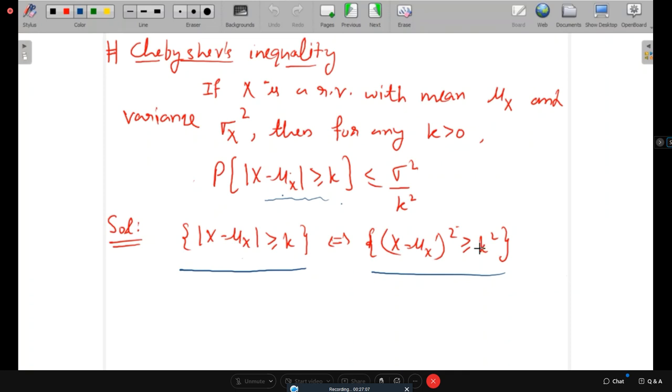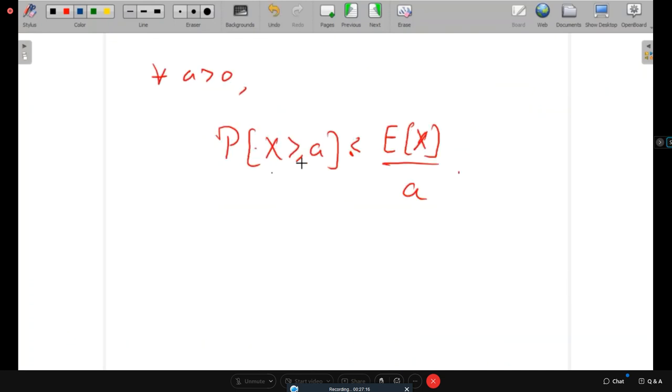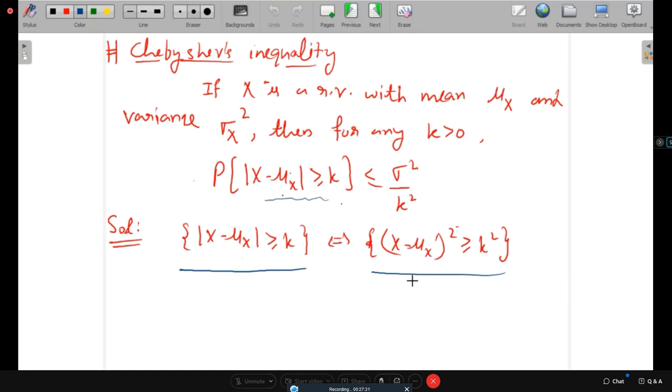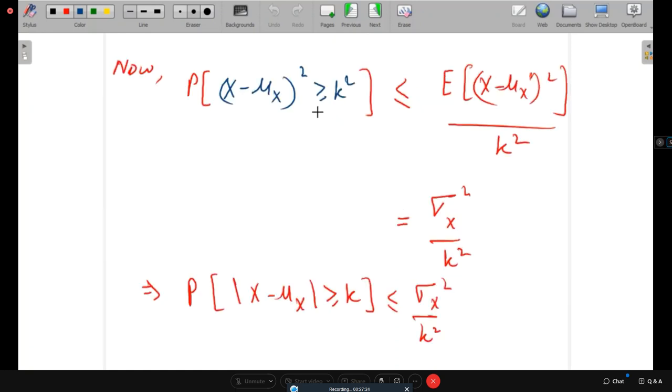So k is also a positive number. Probability that x minus mu x whole square is greater than equals to k square is less than equals to, by Markov's inequality, the probability that x greater than equals to a is less than equals to the mean of this random variable divided by a. So this is what is going to be applied here. It is less than equals to expectation of x minus mu x whole square, divided by k square. And if you look at this closely, what is this? It is nothing but the variance.